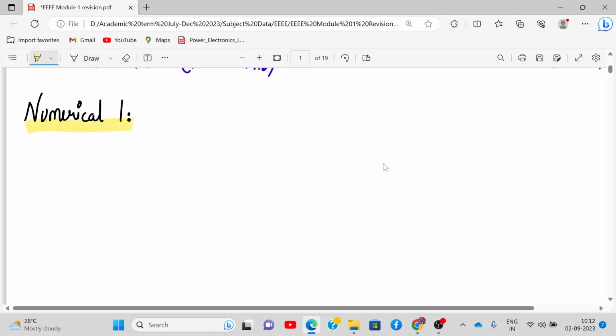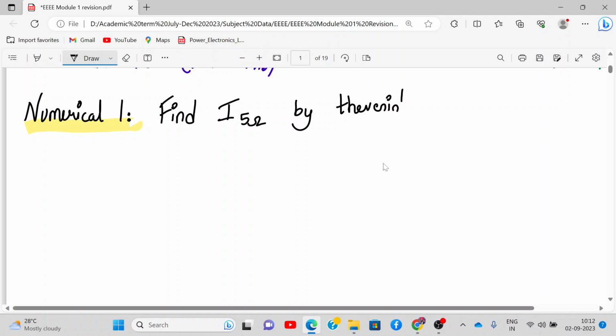Alright. So I am writing find I of 5 ohm. What do you understand by it? I am writing in short form. This is current flowing through 5 ohm resistance, I of 5 ohm, by Thevenin's theorem. So find current flowing through 5 ohm resistance by Thevenin's theorem.